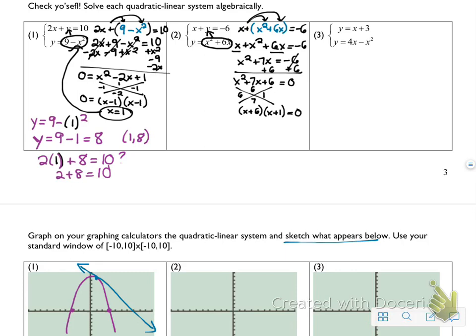So when x plus 6 equals 0, you subtract 6, and x equals negative 6. When x plus 1 equals 0, you subtract 1, and x equals negative 1. So there are your answers.